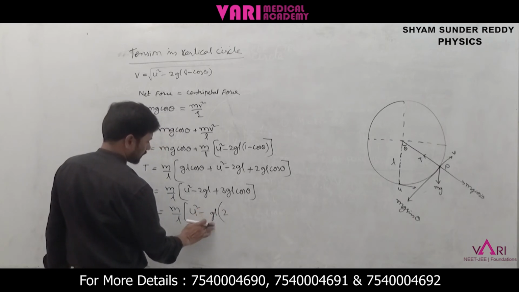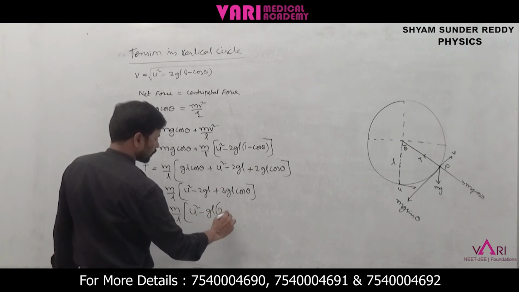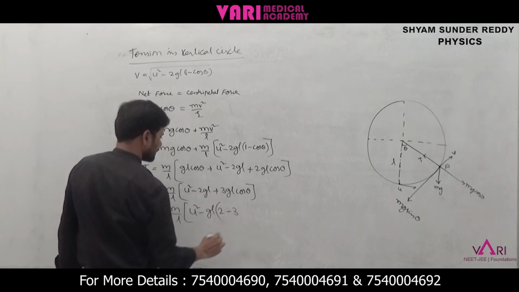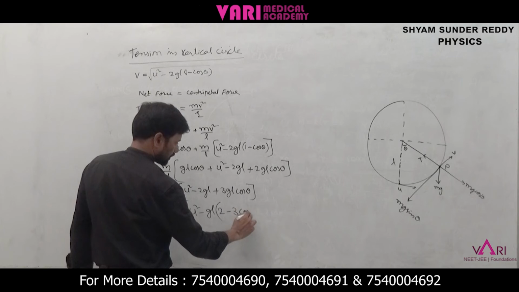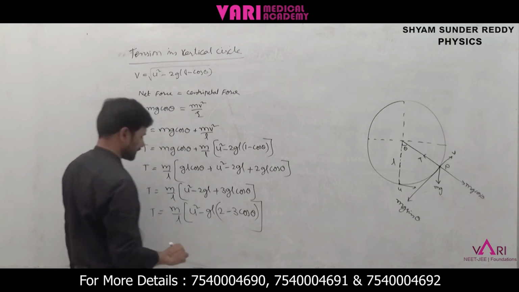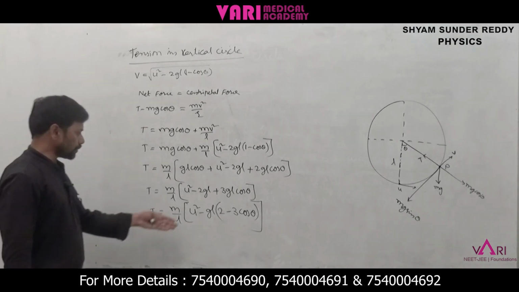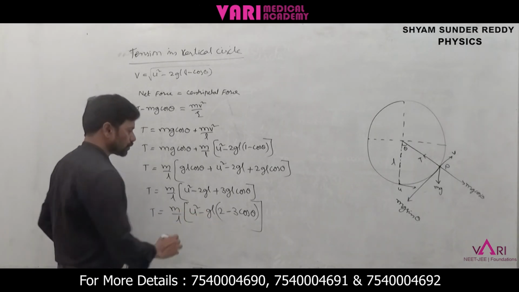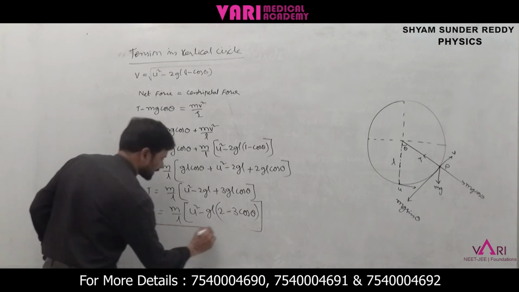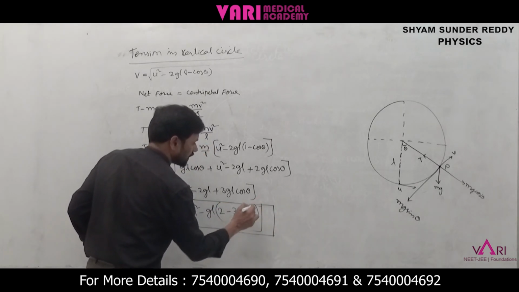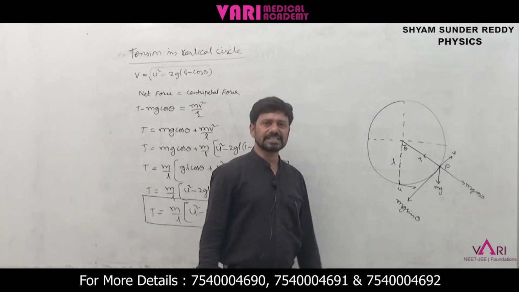Then T is equal to m by L into u square minus gl into 2, taking 2 as common and gl as common, because here 3 is there. gl into 2 minus of minus, plus 3 cos theta. So, T is equal to m by L into u square minus gl into 2 minus 3 cos theta. This is the tension. At any point, this is the general equation at any point on the vertical circle.